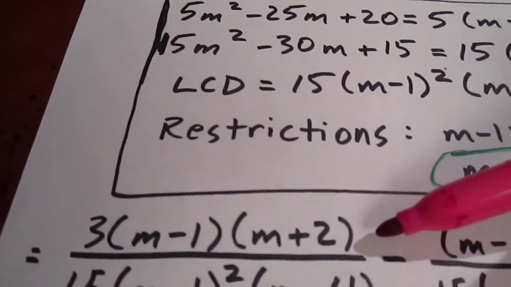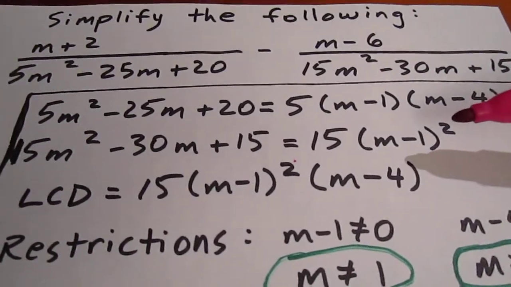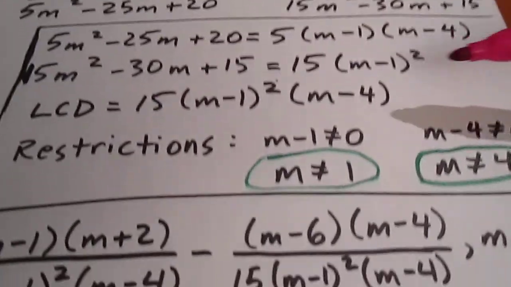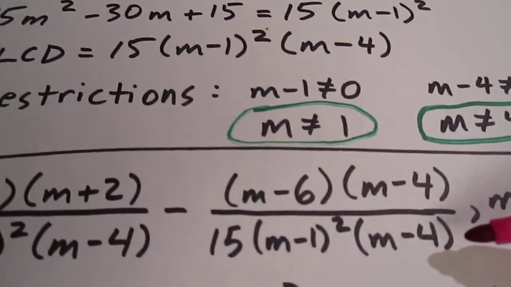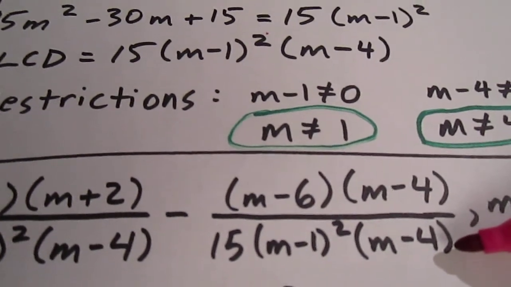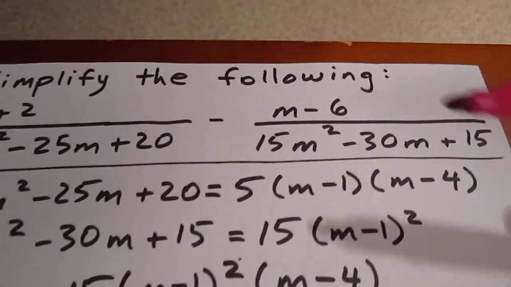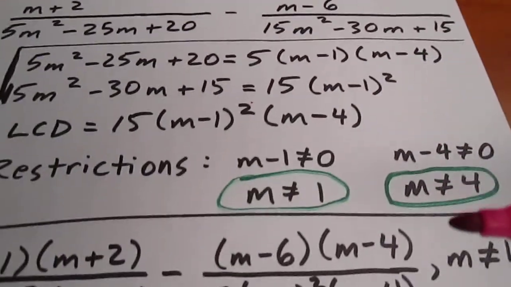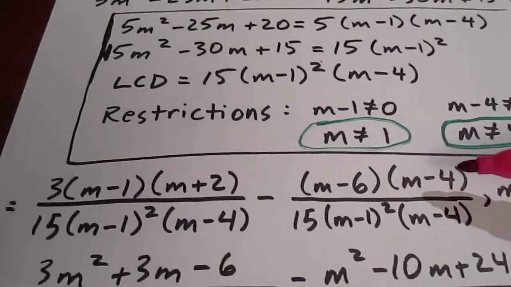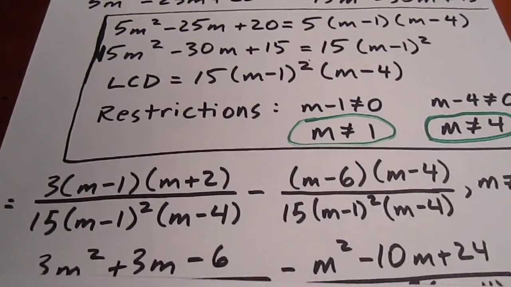And we did that. Now, looking at our next denominator, we started with a denominator of 15 times m minus 1 squared. But our lowest common denominator is 15 times m minus 1 squared times m minus 4. So we must have introduced a new factor of m minus 4. Well, we're going to do the same thing to the numerator. So our original numerator is m minus 6, so it will become m minus 6 times m minus 4. And so we now have written out our expression with the lowest common denominators.